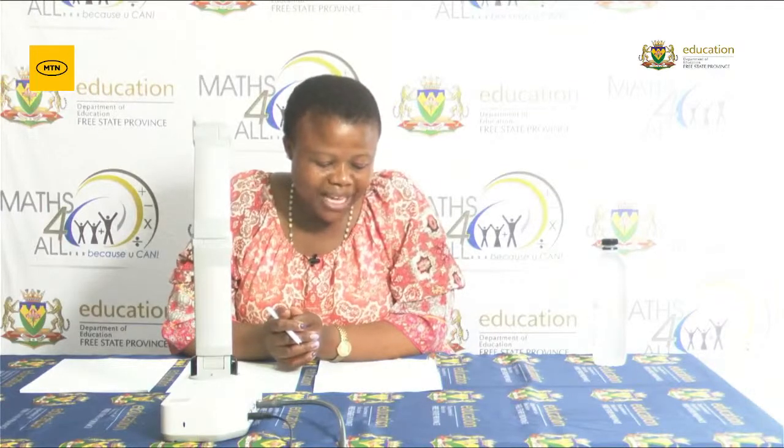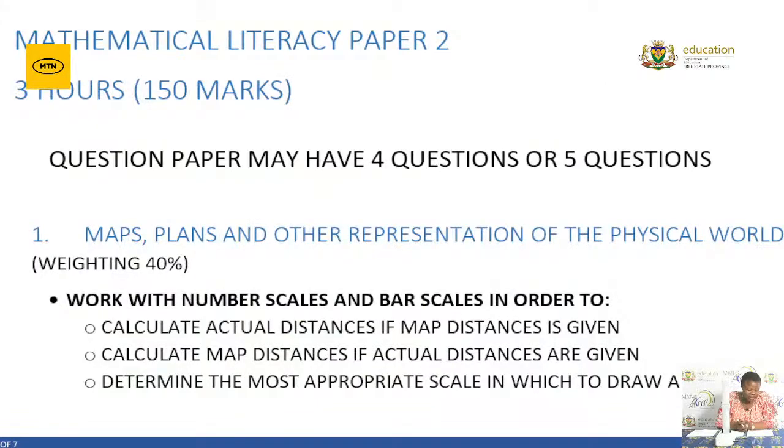Under maps, plans and other representations of the physical world, as a candidate, you are expected to work with number scales and bar scales, where you calculate the actual distance if the map distance is given. You also calculate the map distance if the actual distance is given. You determine the most appropriate scale in which to draw a map. Determine the scale of the map in the form of 1:2.